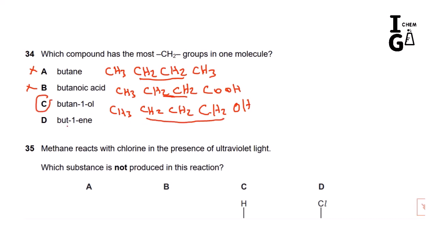If we check the last one, but-1-ene, this is completely wrong because but-1-ene means we have a double bond between carbon atom number 1, because this is ene. So this is H3, this one is H2, and here it can't be only one H2, guys. This is completely wrong because of the double bond. A double bond decreases the number of hydrogens, so this is not correct. So the correct answer is only C.